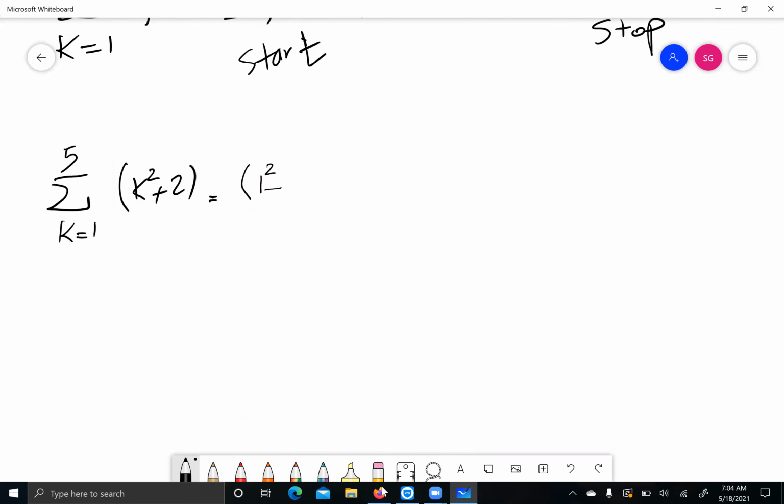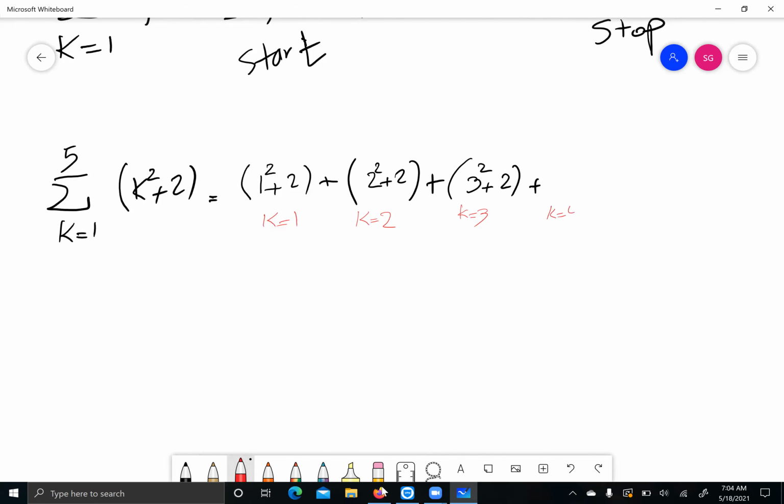Okay, so it's going to be 1 squared plus 2. So this is when k is 1. And then add. Now, put the term for next index 2. So it's going to be 2 squared plus 2. Next term, when k is 3. So this is going to be 3 squared plus 2. The next one is next index 4. So this is going to be 4 squared plus 2. And the last one, because we have to stop at 5. So at 5, this is going to be 5 squared plus 2.